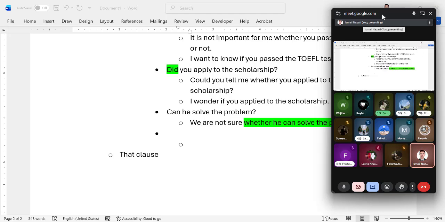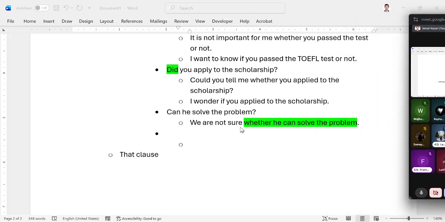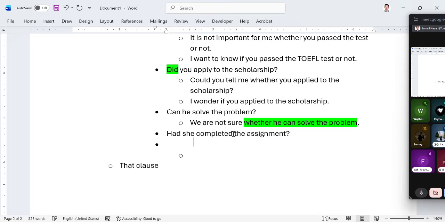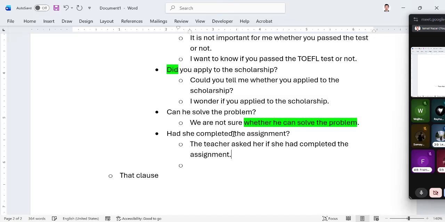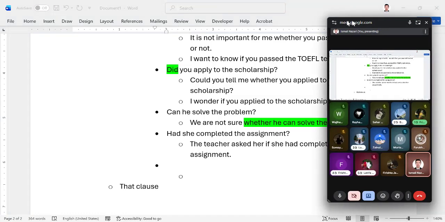Miss Belkis. Okay, teacher. So the question is, had she completed the assignment? And if we change it to a noun clause, we can say the teacher asked her if she had completed the assignment. Yeah, excellent. Very good. Thank you.